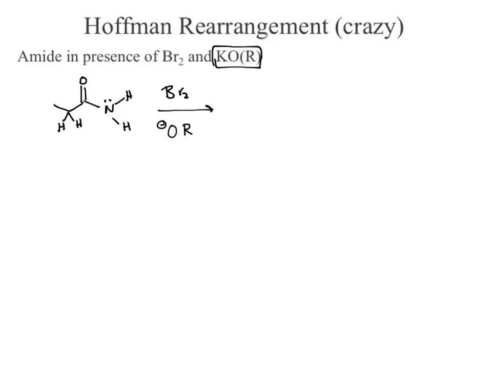Have we seen this sequence of reagents before? Br2 and OR minus? Yes, we have. Where have we seen this sequence of reagents before? That would be a bromonium ion? No, we aren't going to get bromonium with an OR minus. Where we saw this was when we first started talking about the alpha carbon reactivity of carbonyls.